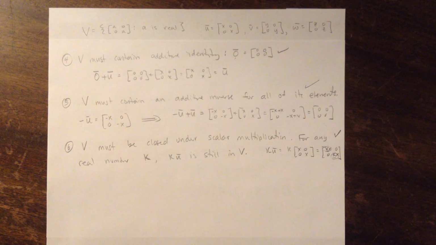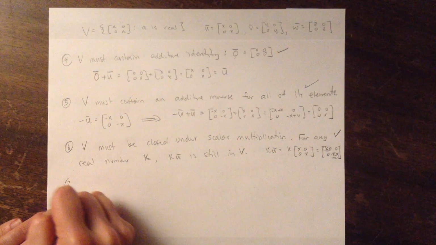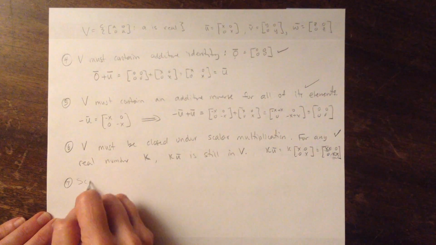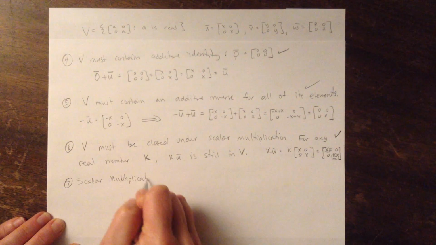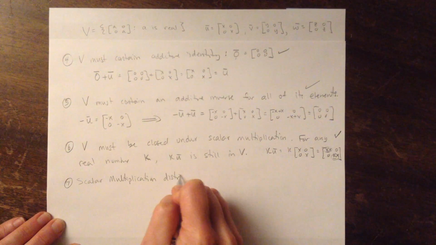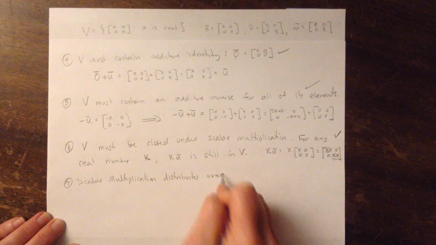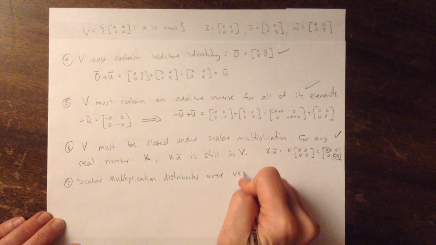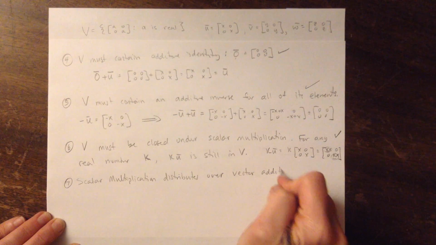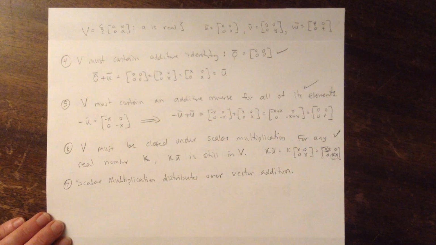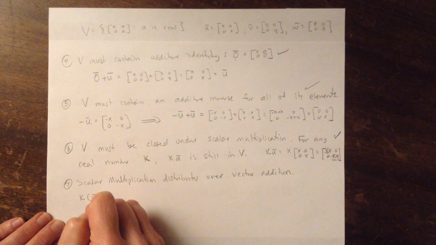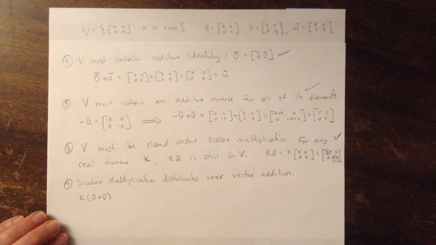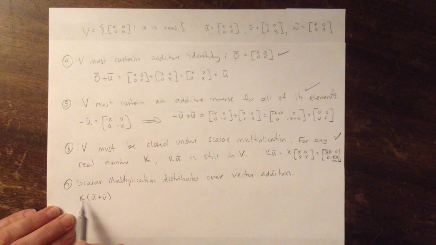And then we have a few more axioms about scalar multiplication. So the seventh axiom is that scalar multiplication distributes over vector addition. So it's a distributive property. There are a couple of distributive properties here. So if I have the scalar and I want to multiply it by a sum of two vectors, I should be able to distribute this k through here.